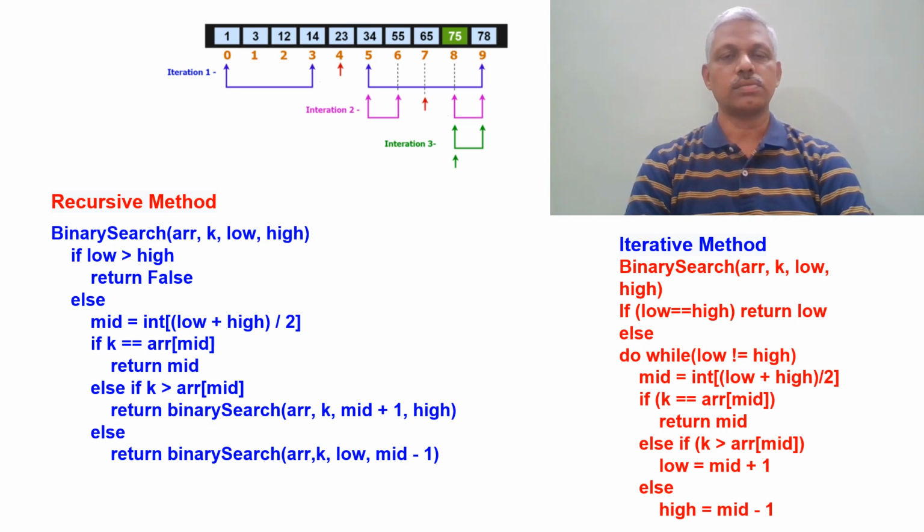Else, k should be less than array of mid. In this case, k lies in the left subarray, so high will be modified. High will be reduced to mid minus 1. So again, binary search will be called with array, k, and low, mid minus 1. Recursively, this process goes on until only a single value is identified. That means the subarrays are reduced progressively until a single value is identified. If the key is not found, we come out with low greater than high and return false. That means the key is not found.